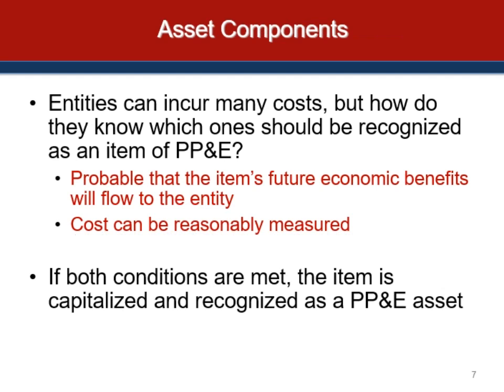Now, the recognition principle. Property, plant, and equipment accounts are valued at historical cost, just like other assets. Now remember, the assets have the definition as shown in the slide here, that it's probable that the item's future economic benefits will flow to the entity, and the costs of those future benefits can be reasonably measured. So, which ones do we capitalize as property, plant, equipment, and which ones don't? If they meet both of these conditions, the item is capitalized and recognized as a property, plant, and equipment asset. So, that's the definition we need to apply.